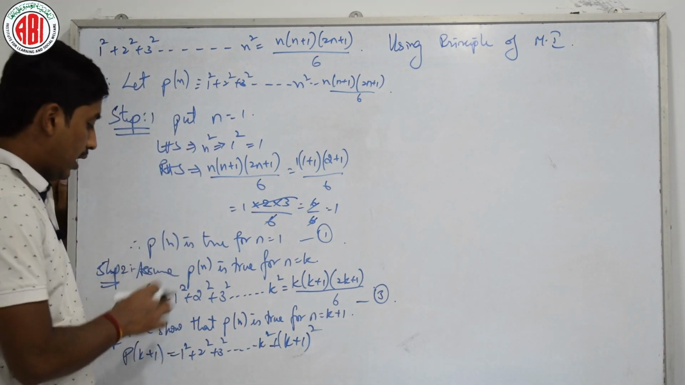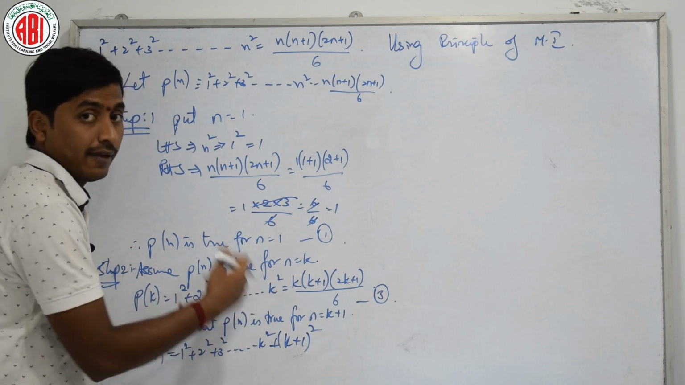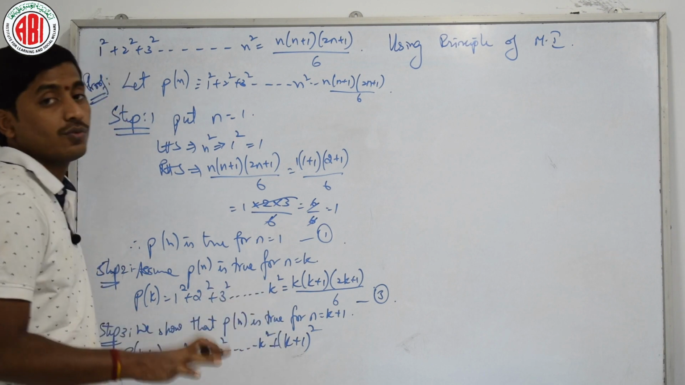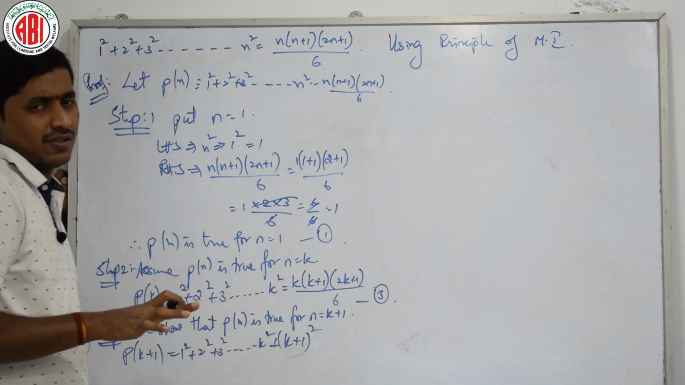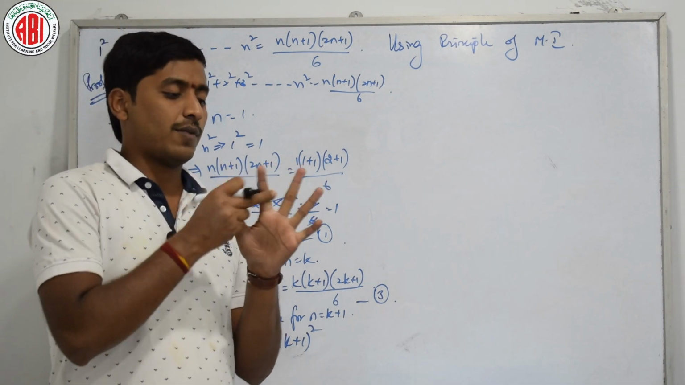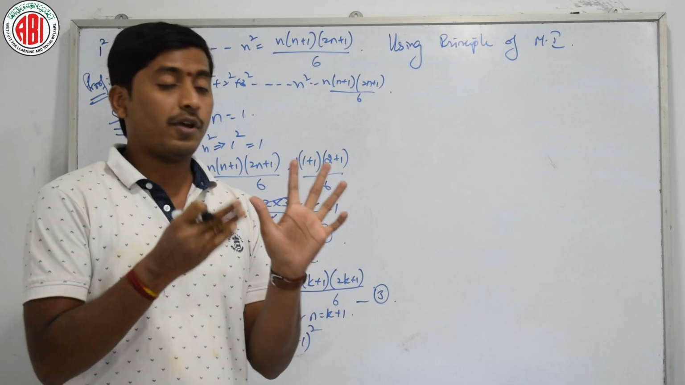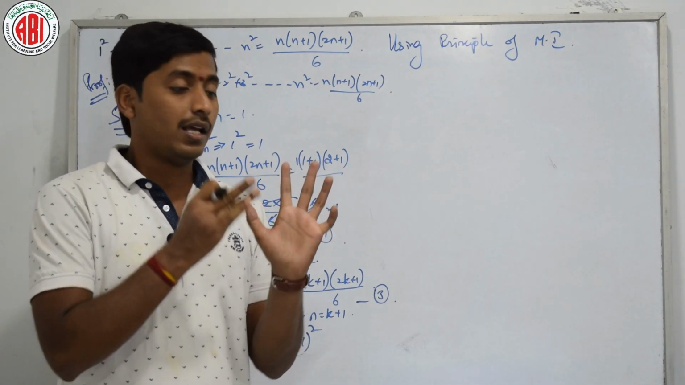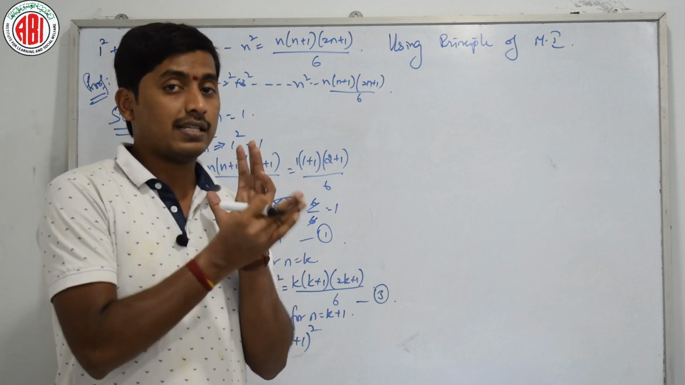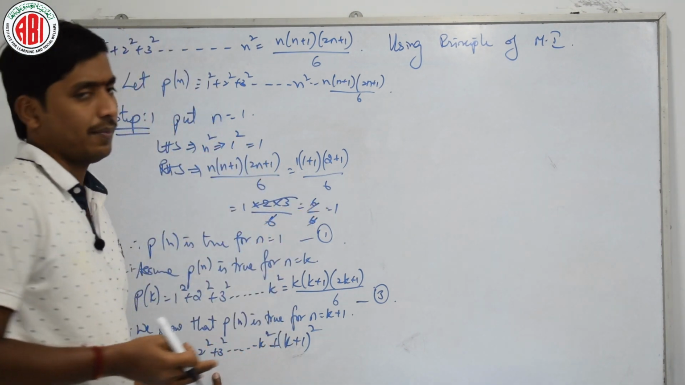If I observe P of k, that will be from 1 to k. If I want P of k plus 1, it will be from 1 to k plus 1 term. For example, if I say P of 5, I will have 1 square plus 2 square plus 3 square plus 4 square plus 5 square. If I tell P of 6, what does it mean? 1 square, 2 square, 3 square, 4 square, 5 square, and the next term will be 6 square, isn't it? Similarly, this also happens here.